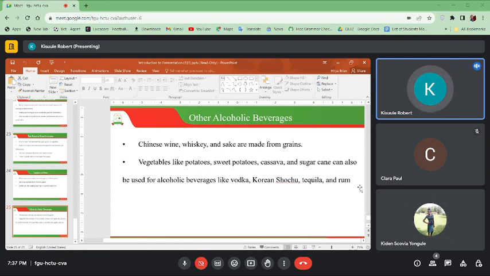Also, vegetables like potatoes, sweet potatoes, cassava, and sugarcane can be used for alcoholic beverages such as vodka. We know where vodka comes from. The parents of vodka are in Russia, and also the Korean shochu, and the tequila. Tequila comes from Mexico and also those other South American countries, and also the rum, coming from England, Scotland, and all the United Kingdom. Yes, so most of these alcoholic beverages come through fermentation.